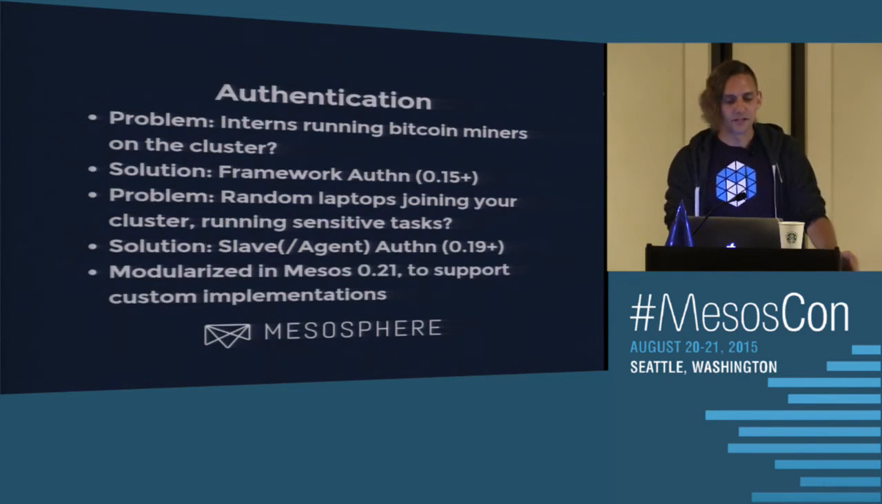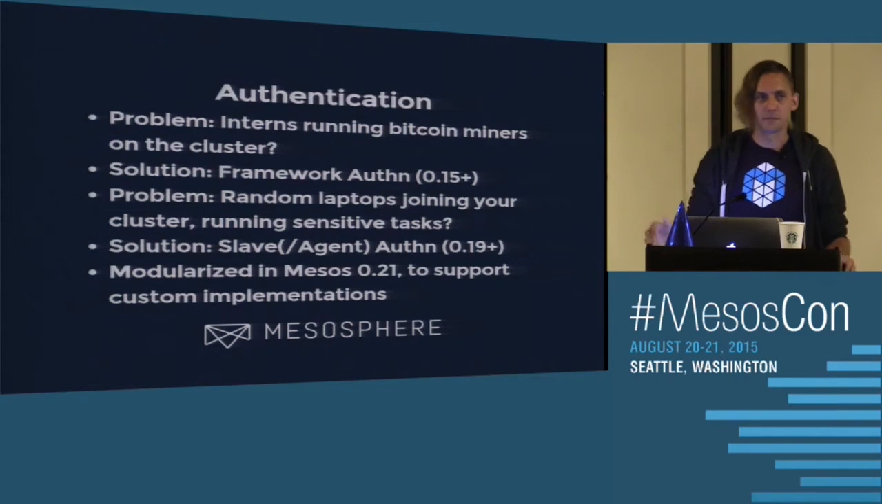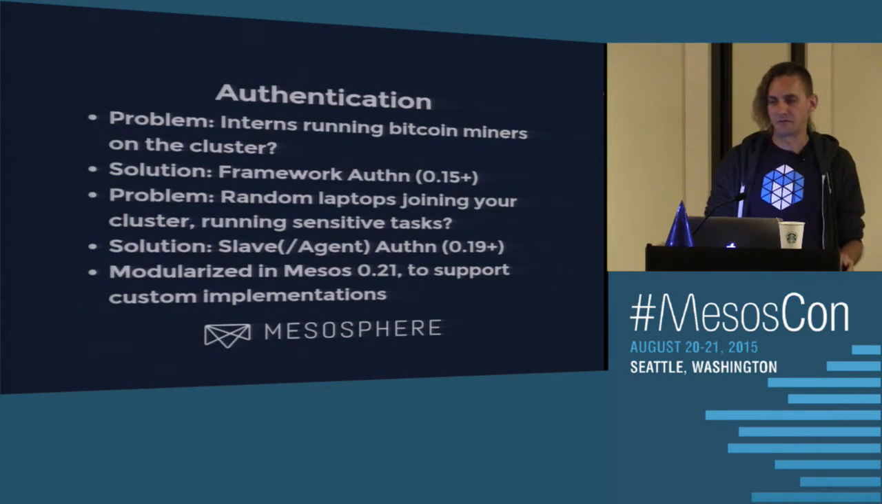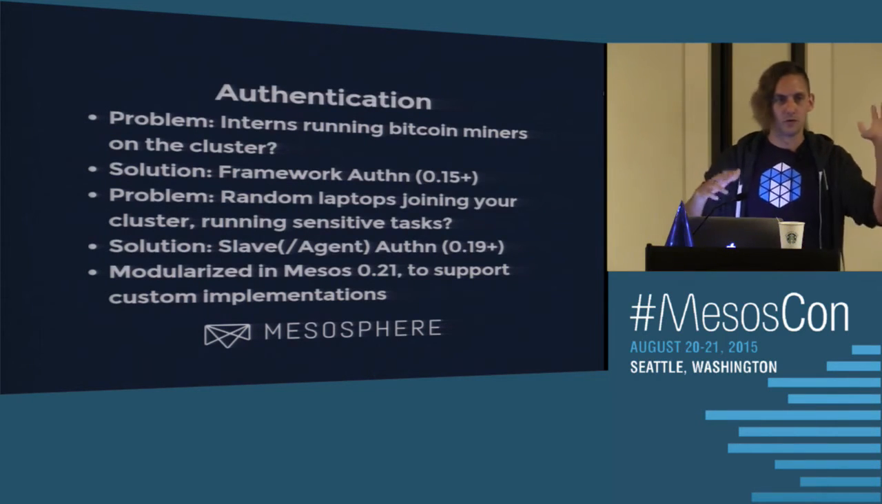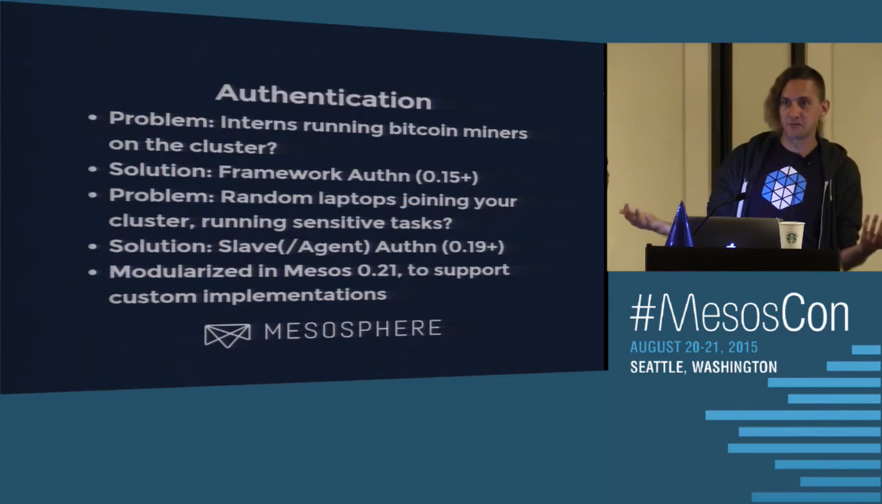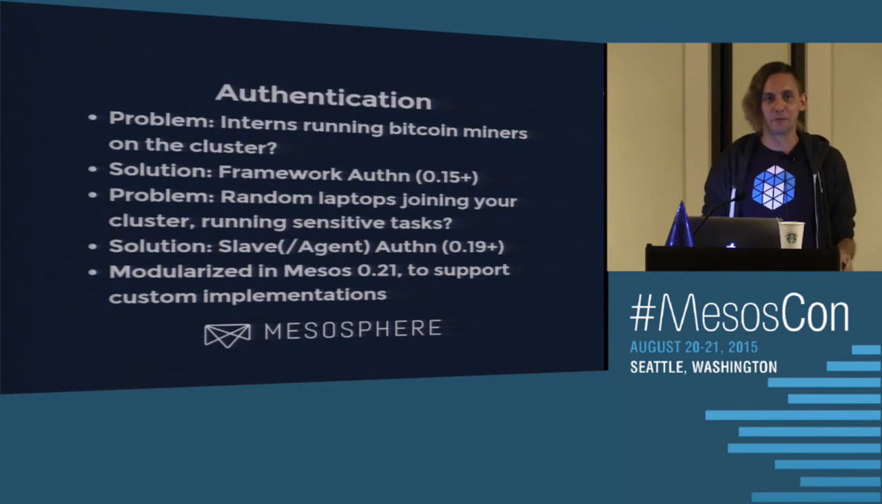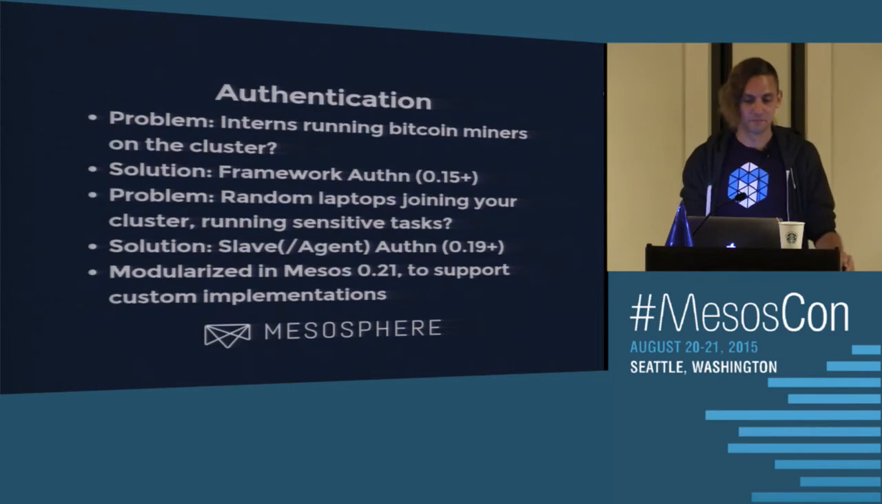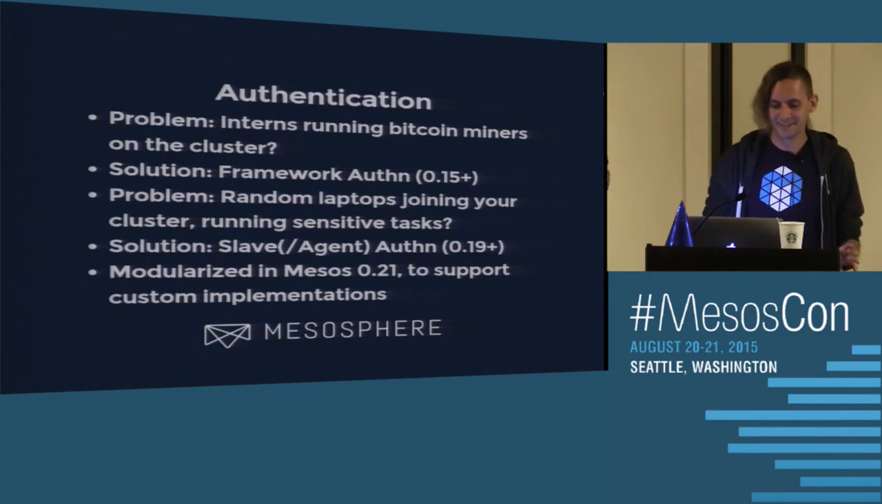So we've modularized the authenticators and authenticatees in Mesos 0.21. So we can support custom implementations if you have Kerberos or whatever else you want to work on. You can implement your own or talk to somebody like Mesosphere, see if we'll implement something for you and maybe sell it to you. Who knows? Talk to our sales guys.